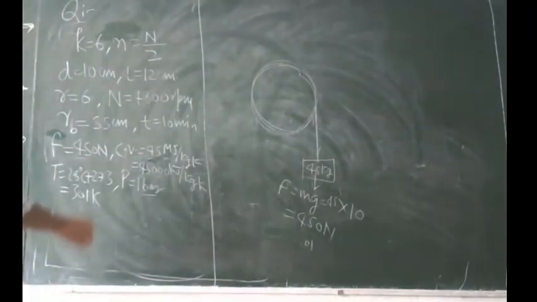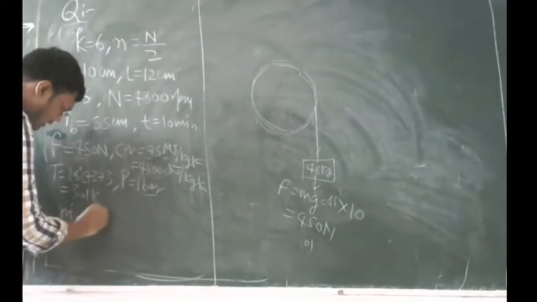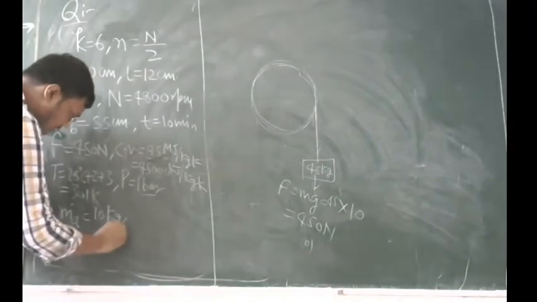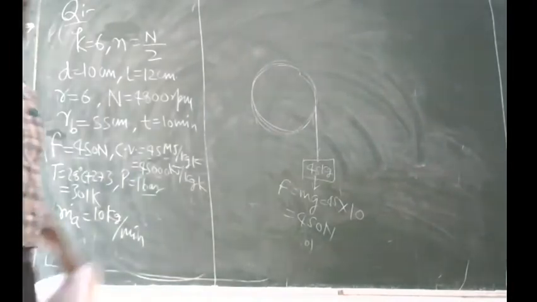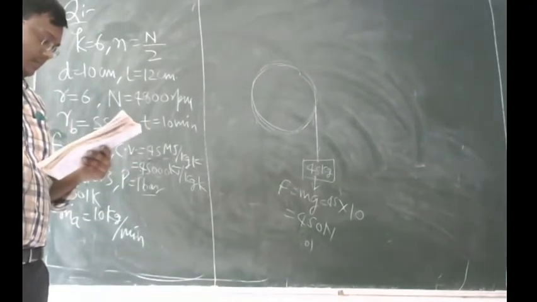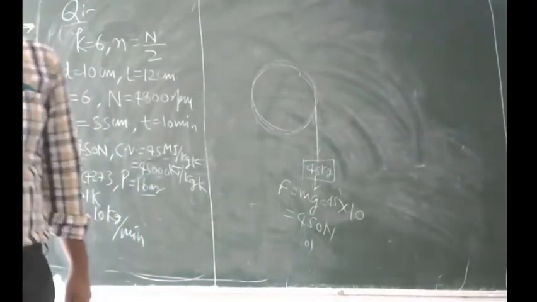The rate of flow of air is given here, m dot a, equal to 10 kg per minute. Calculate the brake power. The first question is to calculate the brake power.